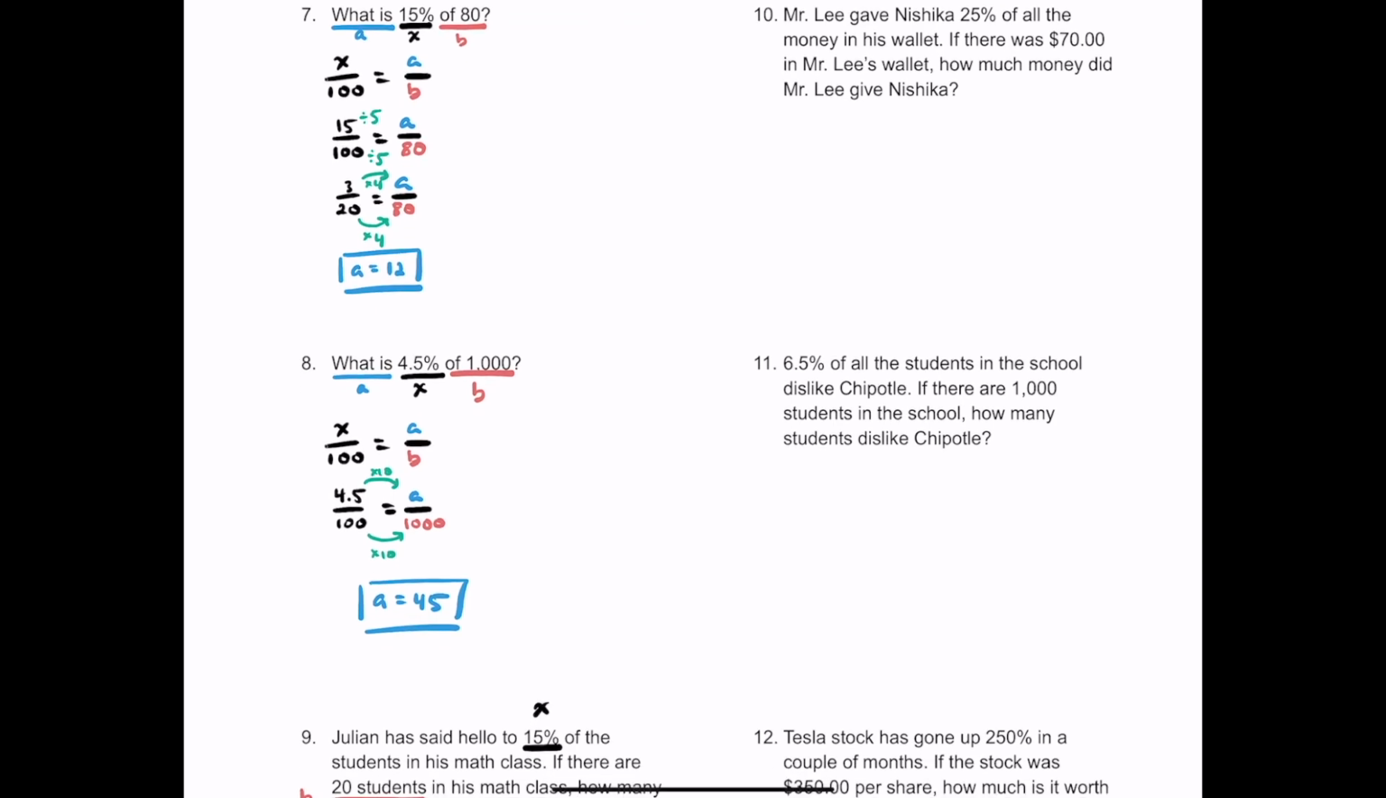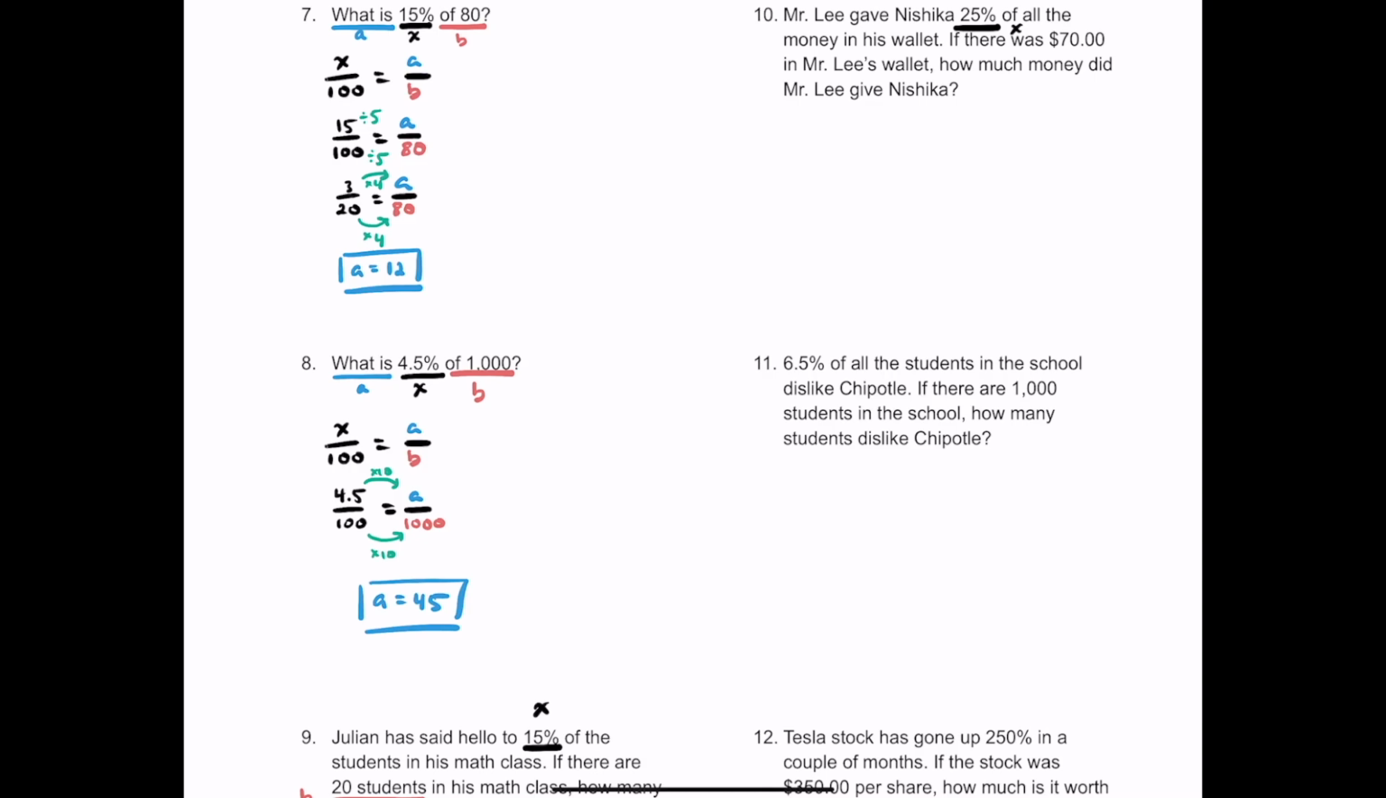Moving on to number 10. We see that Mr. Lee gave Nishika 25% of all the money in his wallet. Lucky her. And if there was $70 in Mr. Lee's wallet, how much money did Mr. Lee give her? Okay. So 25%, that's going to be the X value. That's the percent. And there was $70 in total.